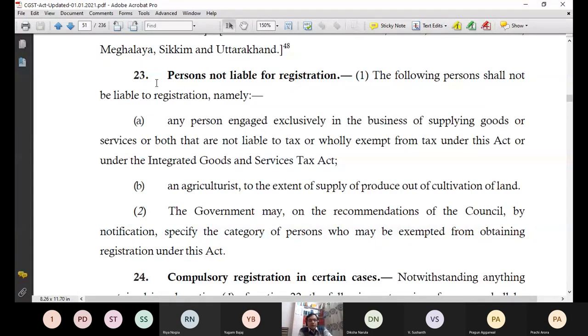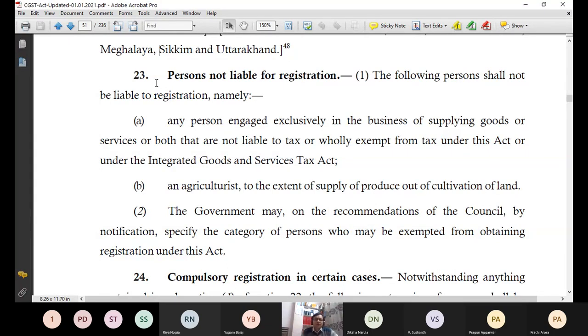So if I'm a supplier of petrol, then I am not supposed to take GST registration, or wholly exempt from tax. There are so many products, so many dairy items or general use items which are totally tax free under GST or under the IGST. So whether I am doing interstate supply or intrastate supply, but if I am a supplier of those goods or services or both which are either not liable or which are liable but taxed at 0%, then I am not supposed to take any GST registration.